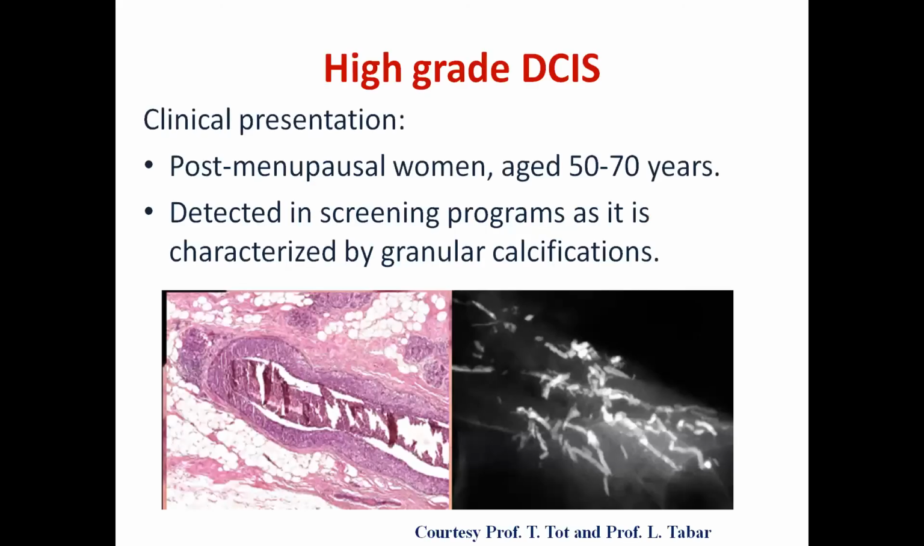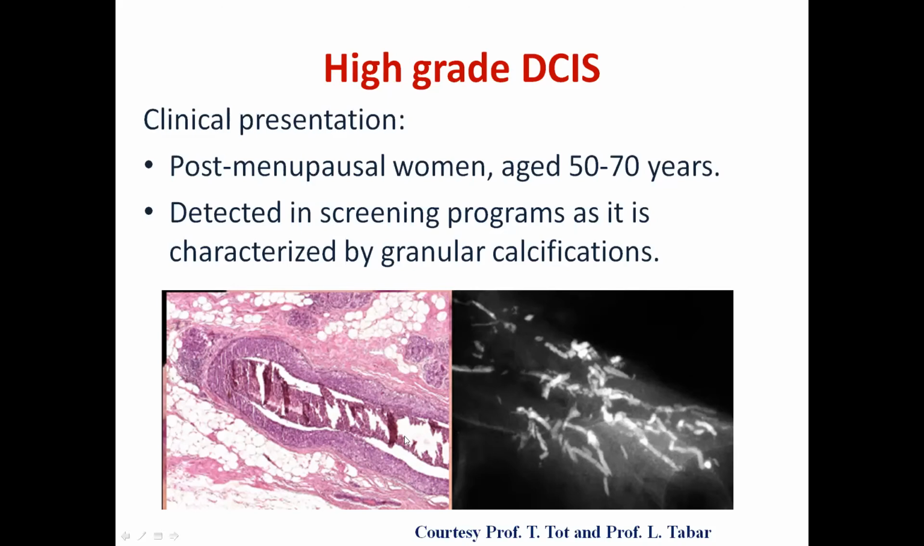Let's move to high-grade DCIS. High-grade DCIS is usually present in younger women. We have a peak incidence in women aged 50 to 70 years. And of course, we can see it very well in screening mammograms because it is characterized by this granular calcification. It is very well evident and the radiologist can pick it up very easily. And this calcification, you see, this is the correlation between the mammogram and the histology.